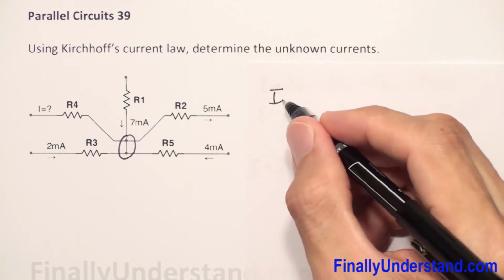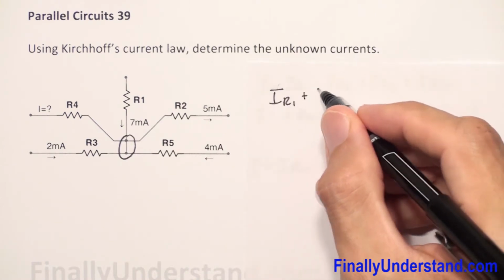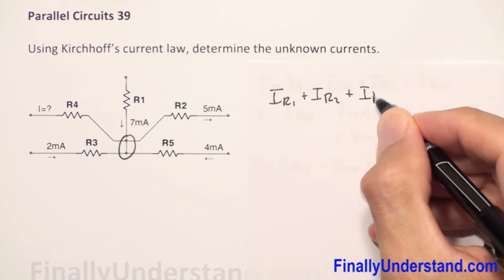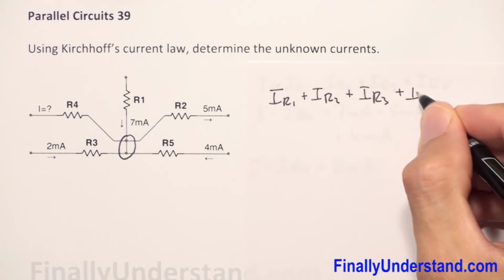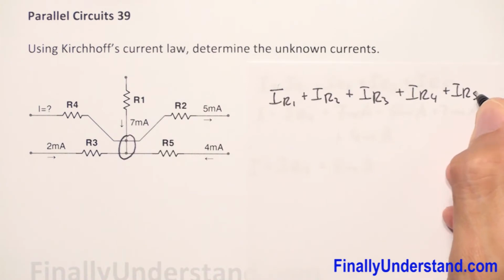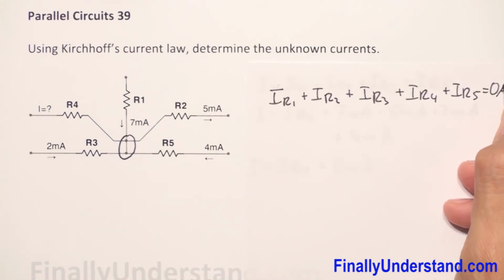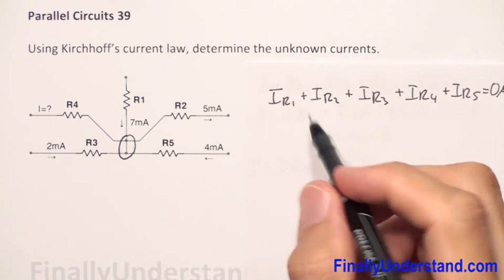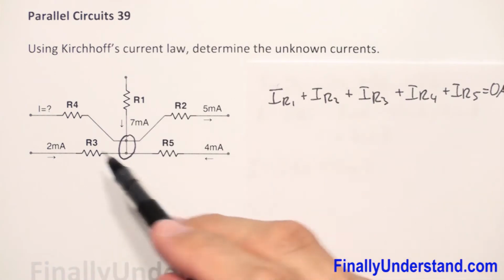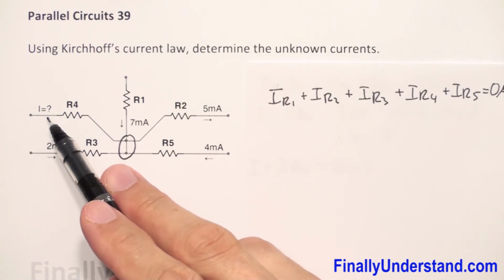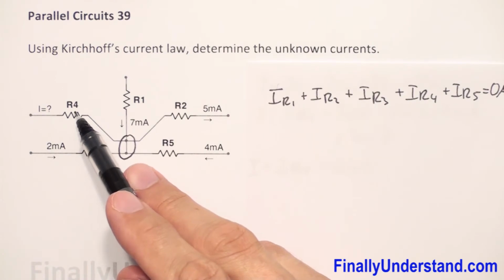I R1 plus I R2 plus I R3 plus I R4 plus I R5 is equal to 0 amps. So we have 0 amps over here. So we are looking for current I. In order to find I, I'm supposed to simply find the current IR4.